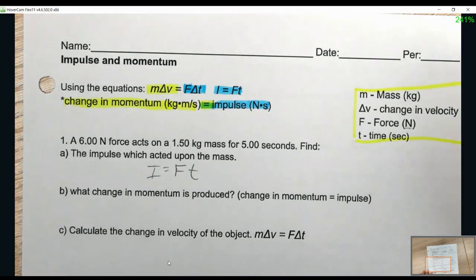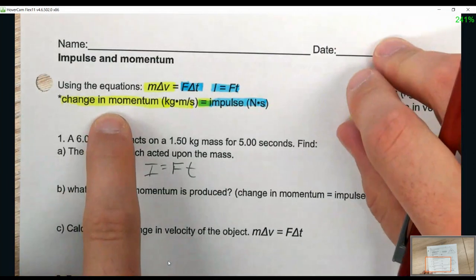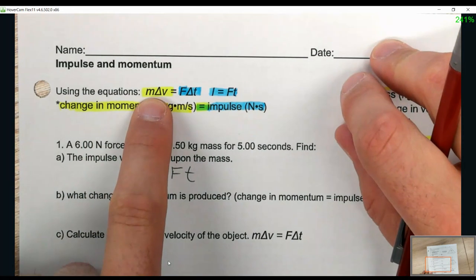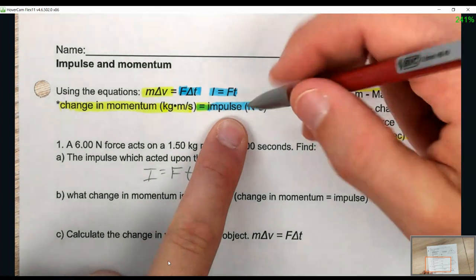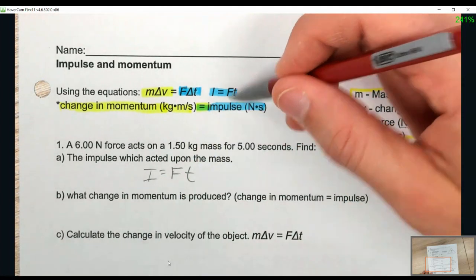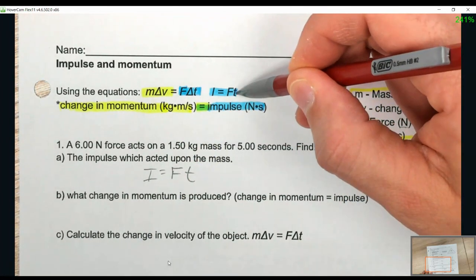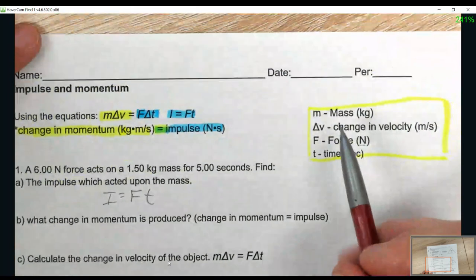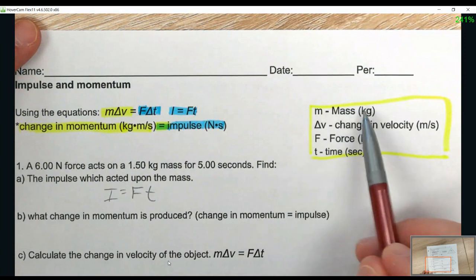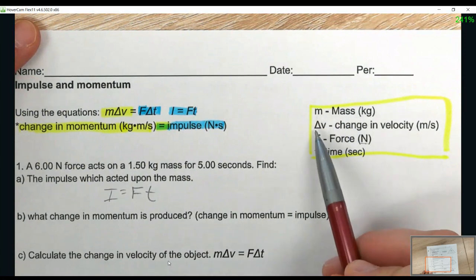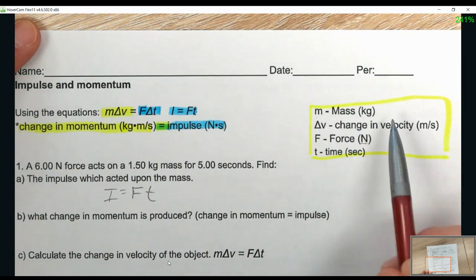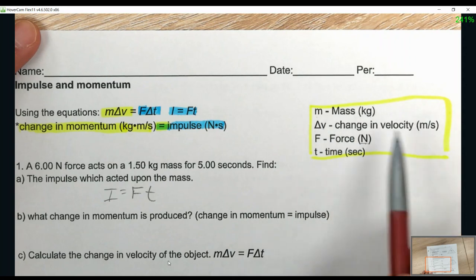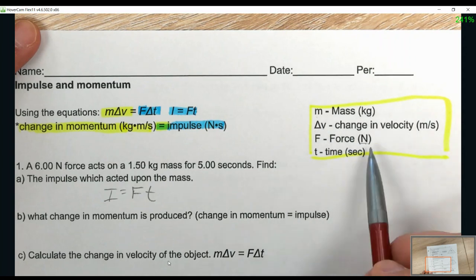So we're looking at impulse and momentum, or impulse and change in momentum. A change in momentum, which is mass times the change in velocity, is equal to the impulse on an object. The impulse of an object is a force acting on an object over a certain period of time. Now, these are the units for all our variables. Mass is in kilograms, change in velocity, which is final velocity minus the initial velocity, is meters per second. Force is in newtons, time is in seconds.